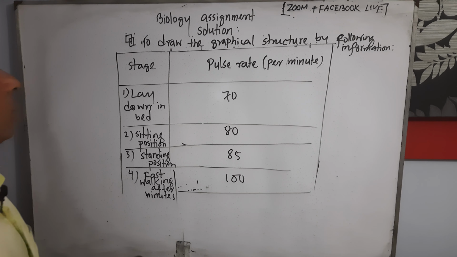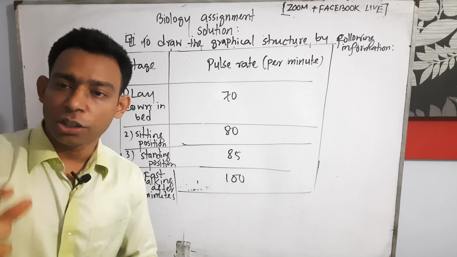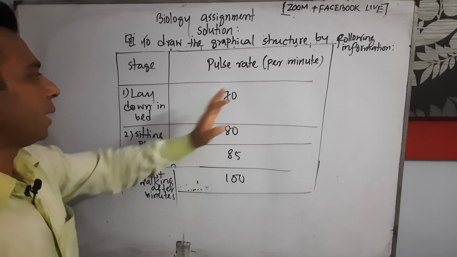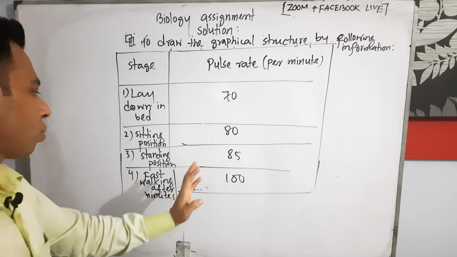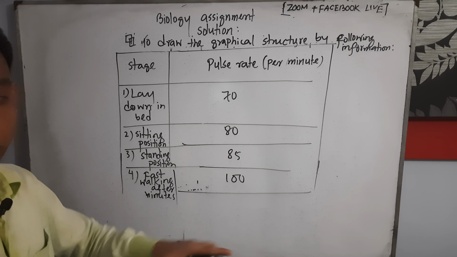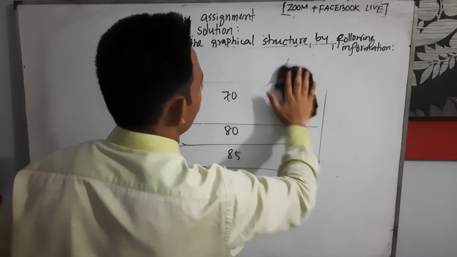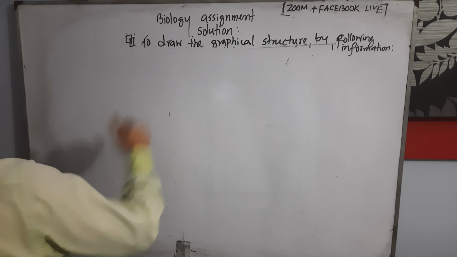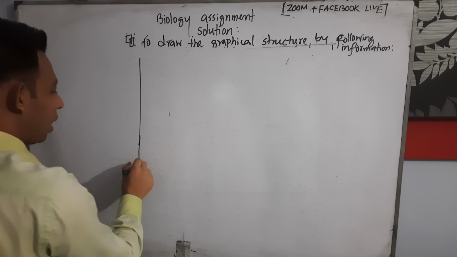Okay, so once again I will draw this one, since I need to draw a graph there: lying down in bed 70, sitting position 80, standing position 85, first walking after 5 minutes is 100. Yes, I draw that chart in the second question also. After drawing the chart, I will mention here, this is a graph paper.